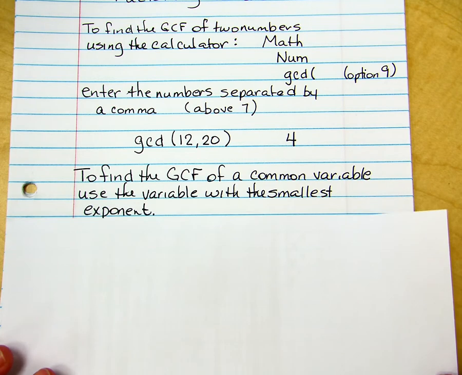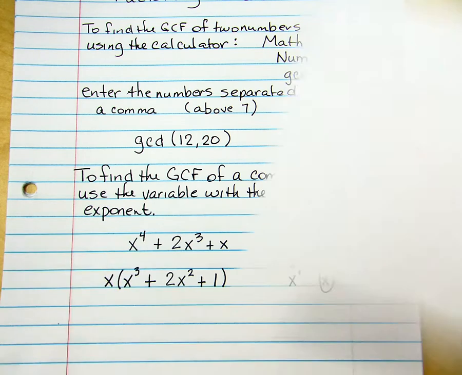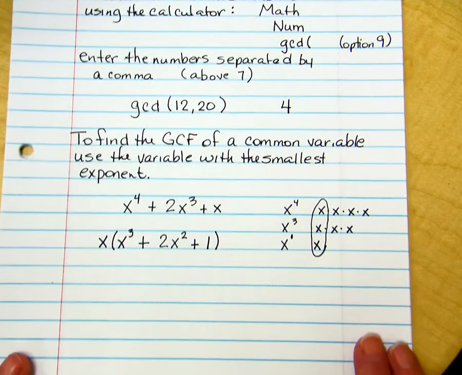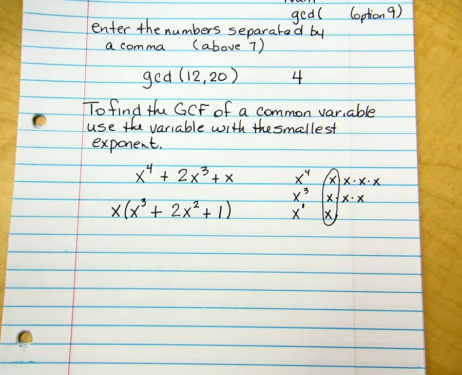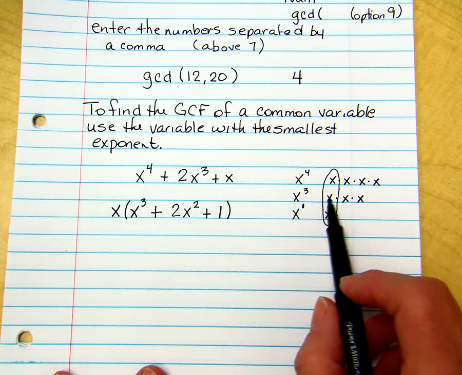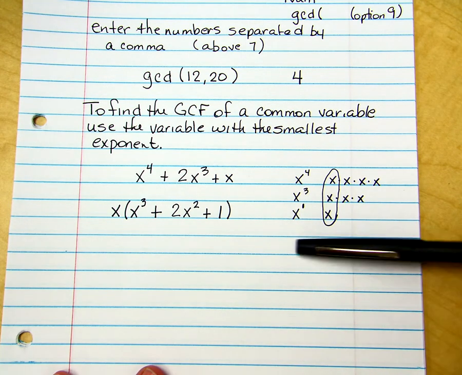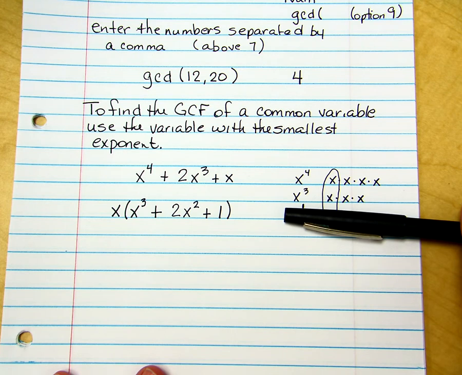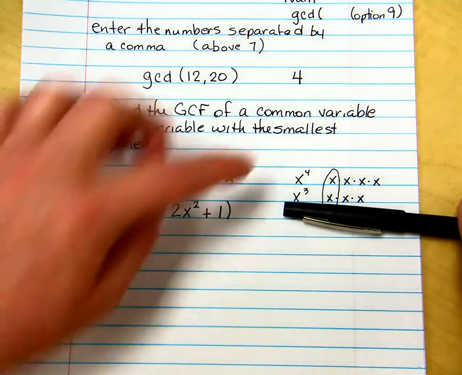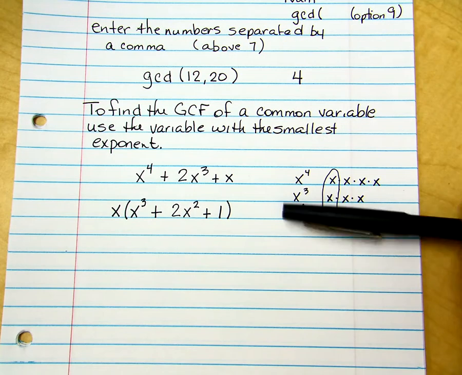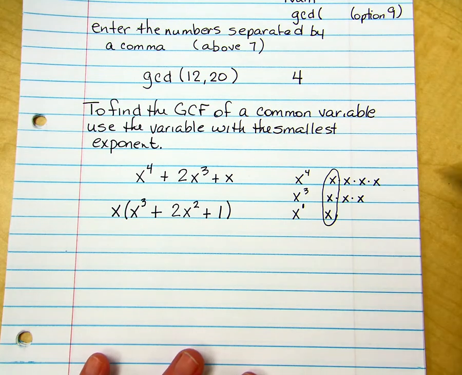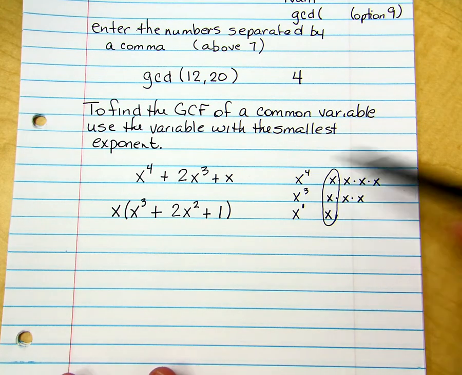To find the greatest common factor of a common variable, we use the variable with the smallest exponent. And here we have an example of x to the 4th plus 2x to the 3rd plus x. If we look at x to the 4th, it has 4 x's being multiplied. X to the 3rd has 3 x's being multiplied, and if all we had was x to the 4th and x to the 3rd, then these are the three that they would have in common, x to the 4th having an extra one. And of course 3 is smaller than 4.